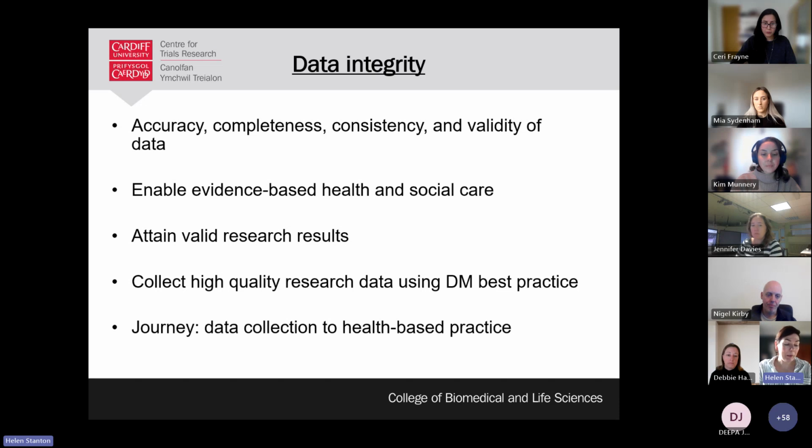And when we talk about data management in clinical research, a lot of what we're talking about is the planning of data collection, the data collection itself, the organisation and processing of this data, and then the storing of data safely so that it can be used for data analysis. And as data managers in the Centre for Trials Research, we often focus on the collection and processing of research data.